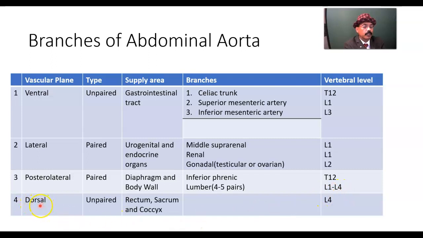Now this is what? Dorsal branch of the abdominal aorta. This is a midline structure near the bifurcation of the abdominal aorta. What is this artery? This is the median sacral artery. It supplies the rectum, sacrum, and coccyx, and it anastomoses with the iliolumbar artery and lateral sacral artery. So here we have to write the median sacral artery.